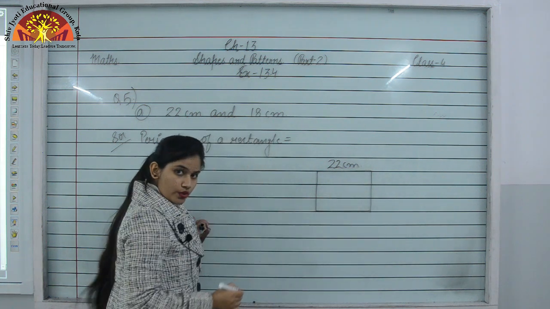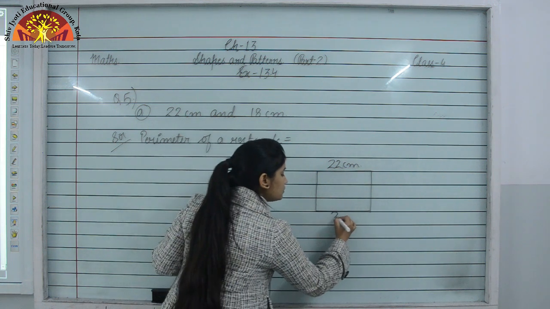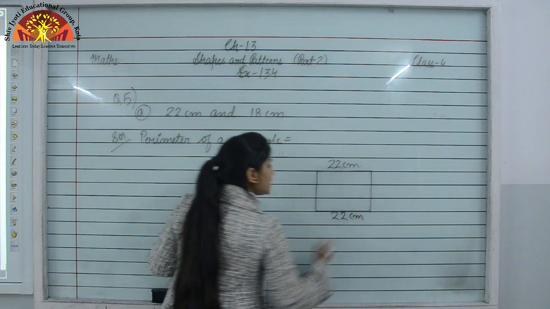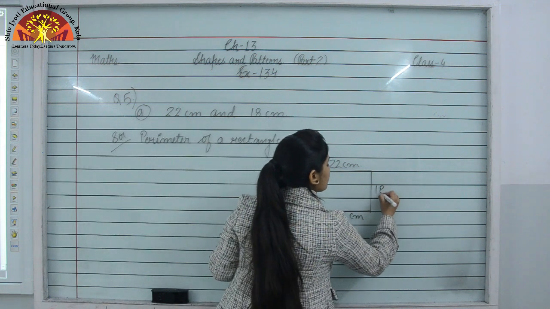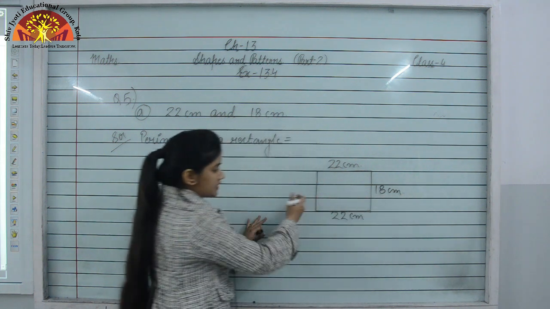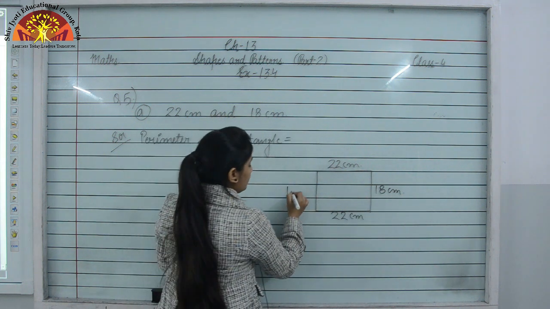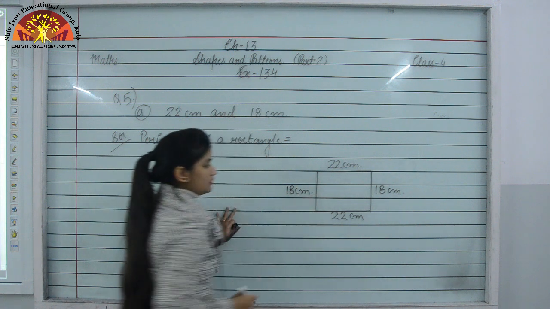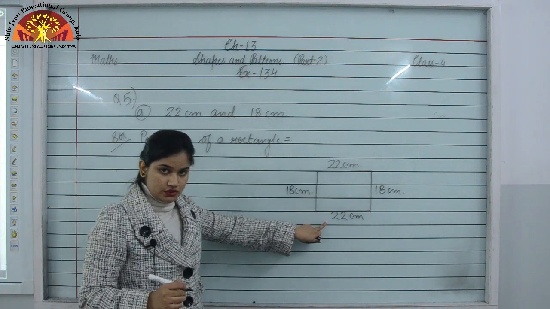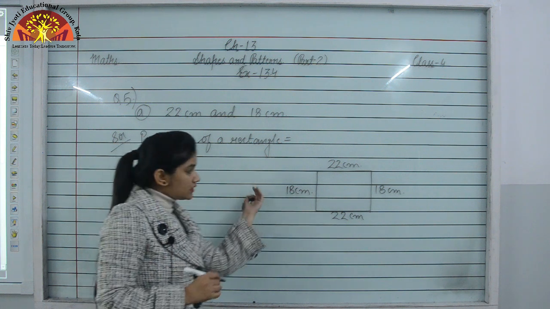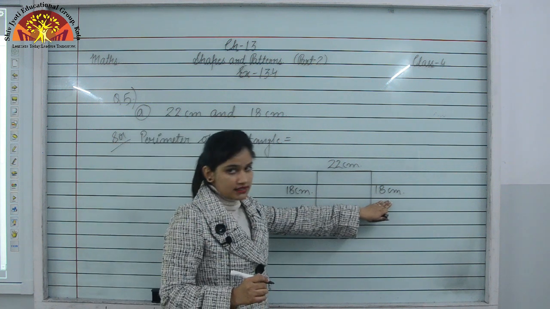This is given in the question. Then this side will also be 22 centimeter and the breadth is given 18 centimeter, right? So the opposite sides will again be 18 centimeter. Okay students, if this is 22 centimeter, so this will be 22 centimeter. If it is 18 centimeter, then this will also be 18 centimeter.